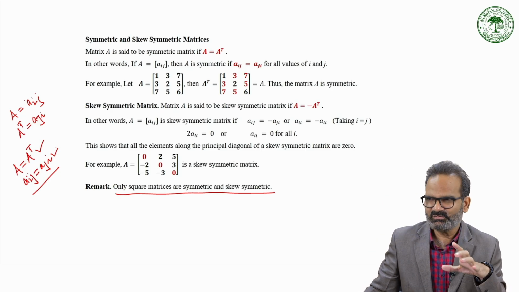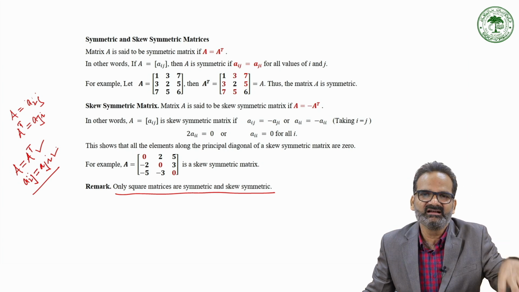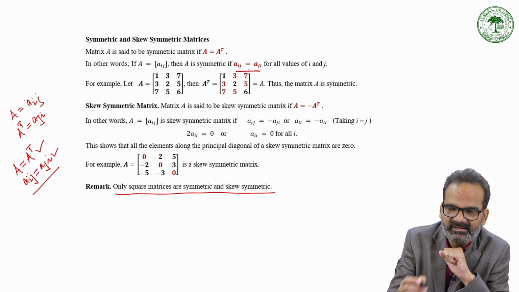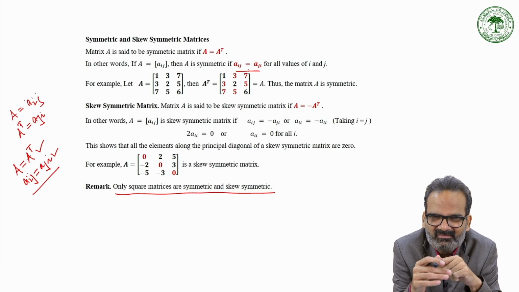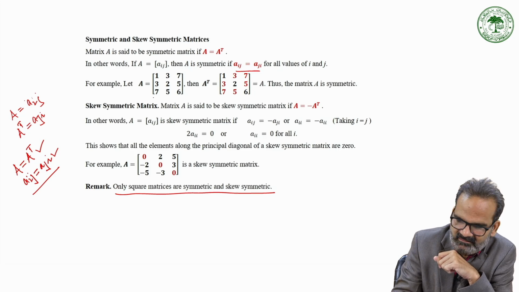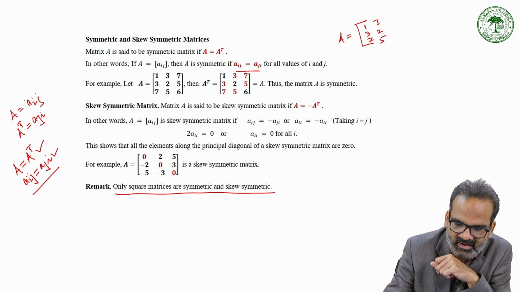So simply a square matrix is said to be symmetric if its transpose coincides with the matrix itself, or in other way you can also define it like this: Aij is equal to Aji for all values of i and j. Clear? Now let us understand it by example. Let us see, this is a matrix A. I have taken this matrix as A equals 1, 3, 7, 3, 2, 5, 7, 5, 6, right?